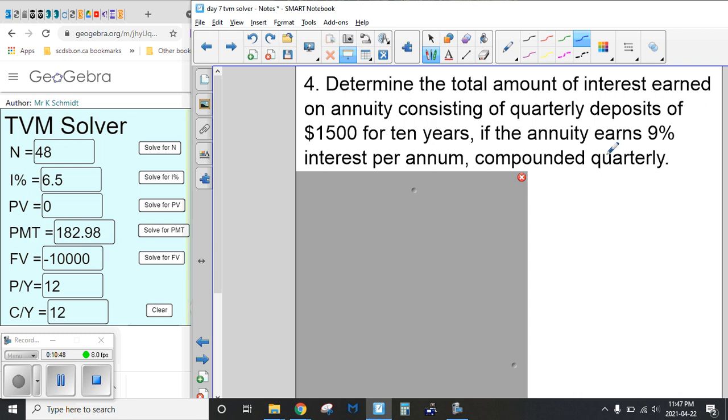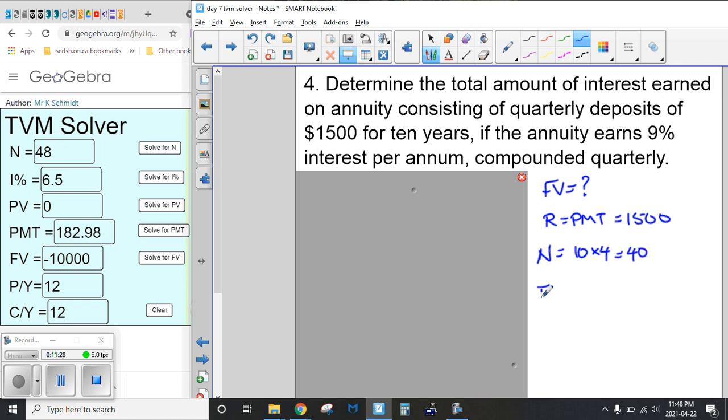So determine the total amount of interest earned. We're making quarterly deposits for 10 years. So I think we're talking about future value is what we're going to be trying to find first. And then after we know that, we can work on the interest. So quarterly deposits, those are the regular payments. So R, or payment, $1,500 for a number of years, 10 years, and quarterly payments. So it's going to be 40 of them.